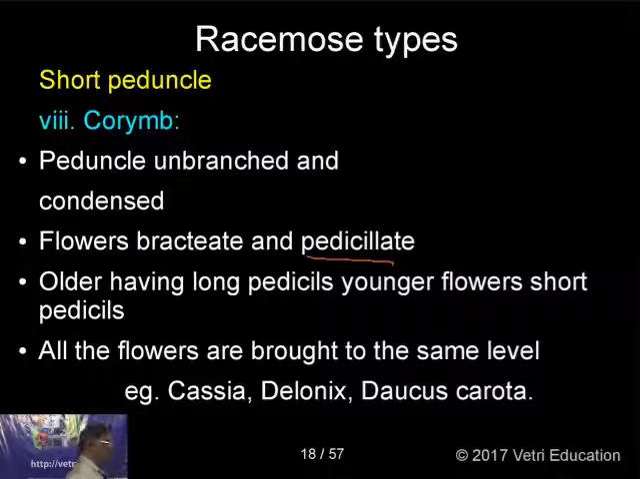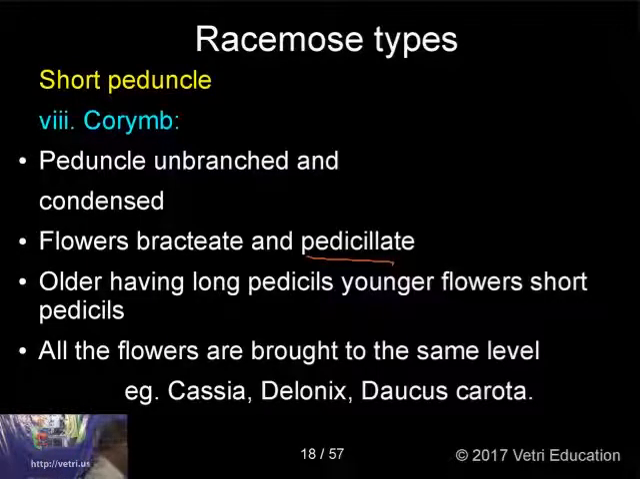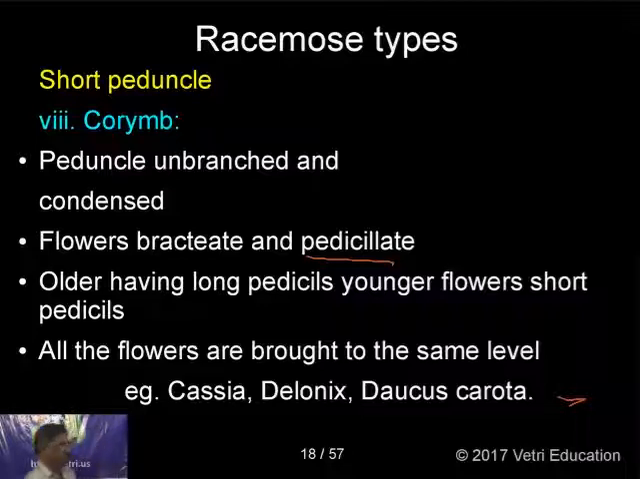Older flowers have long pedicels and young flowers have short pedicels. So in this, the tip is enclosed. I will show in the next one where all the flowers are brought to the same level. Examples: Cassia, Delonix, and Daucus carota. In this you can find the corymb inflorescence.